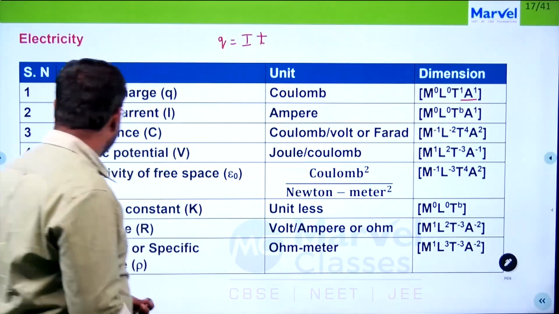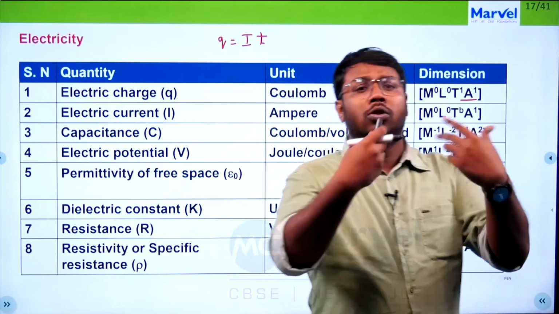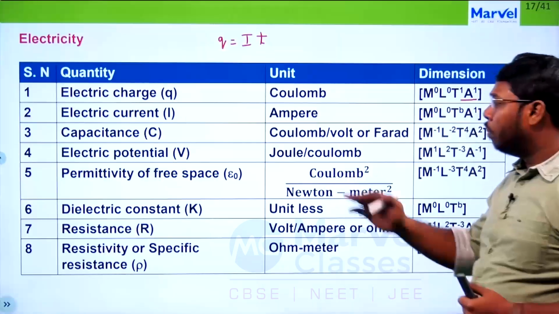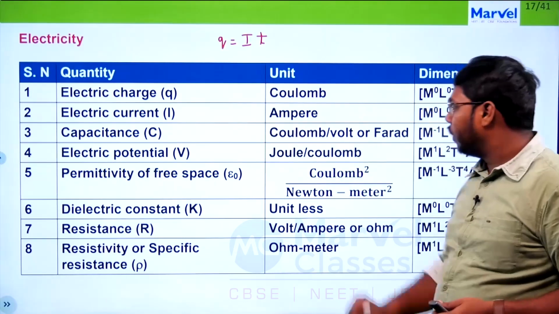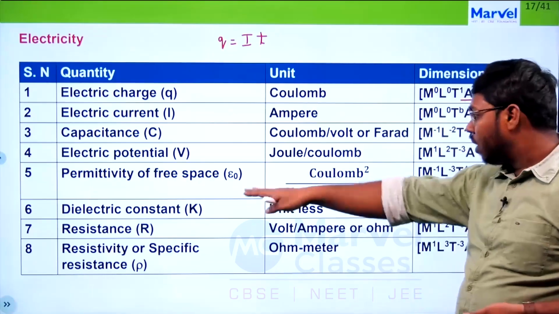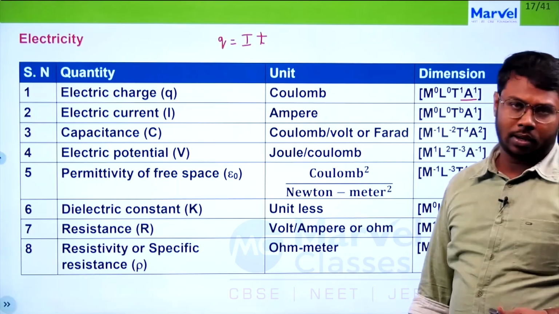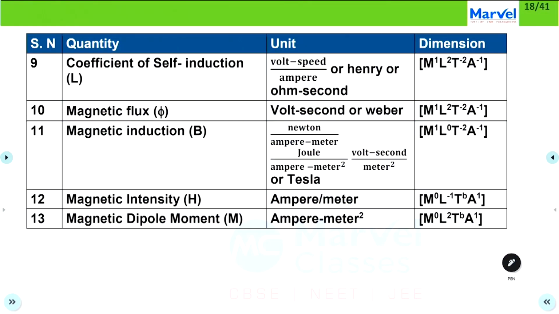So, like that, the different quantities are being written here. Right now, you might not be familiar with these quantities, but when you start studying your class 12, you will slowly understand from where these quantities are being derived. Capacitance, electric potential, permittivity of free space, dielectric constants, resistance, and things like that. These are also some of the other quantities which involve current in them: self-inductance, magnetic flux, magnetic induction, magnetic intensity, and stuff like that.